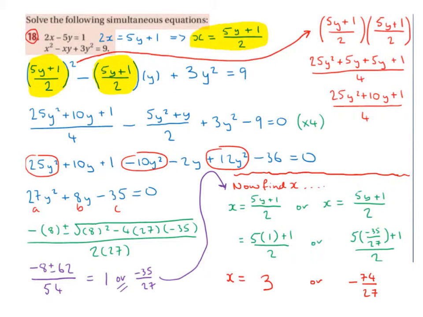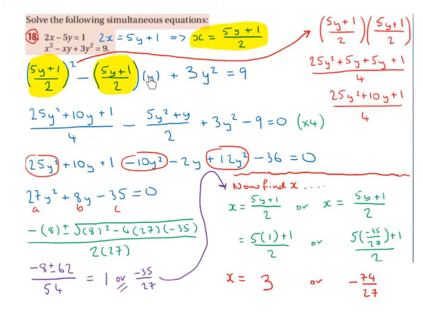Then we need to simplify. 5y plus 5y give us 10y. So we get 25y squared plus 10y plus 1 all over 4. So that's where this comes from. Then we bring down the minus. And then 5y by y is 5y squared. And 1 by y is y. And that's all over 2.